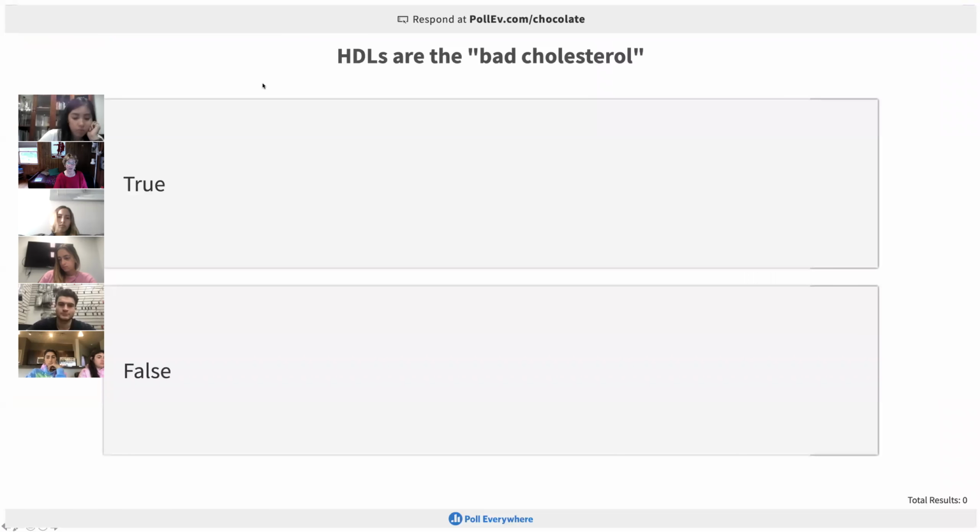HDLs are also known as the bad cholesterol. True or false?